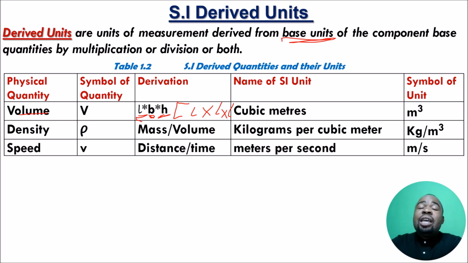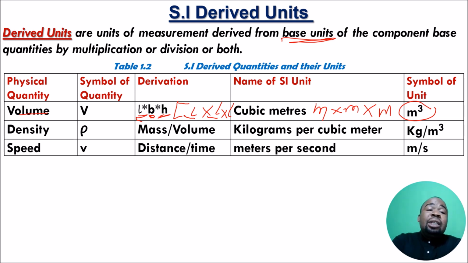So at the end of the day, the SI derived unit of volume is the unit of length times the unit of length times the unit of length. What is the unit of length? From the previous table, it is a meter times another length, a meter, times another length, a meter, giving us a cubic meter. So with the SI unit, we end up deriving the units of derived quantities from their base components.